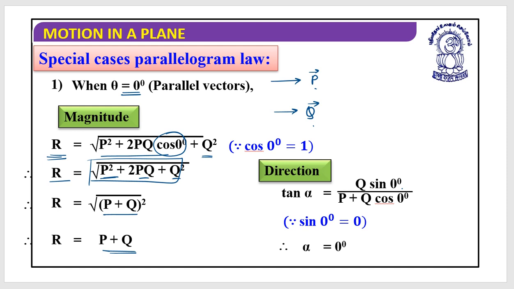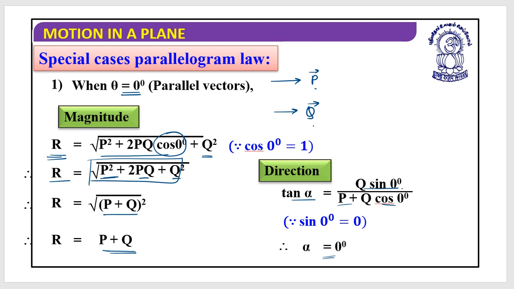What would be its direction with the x-axis? It is tan alpha is equal to q sin 0 divided by p plus q cos theta. I know that sin 0 is 0, so alpha is equal to 0. That means it is on the horizontal axis only. I hope this is clear to you.